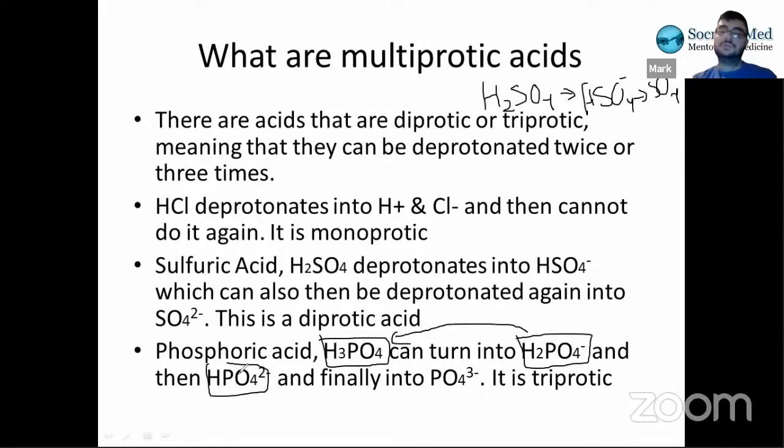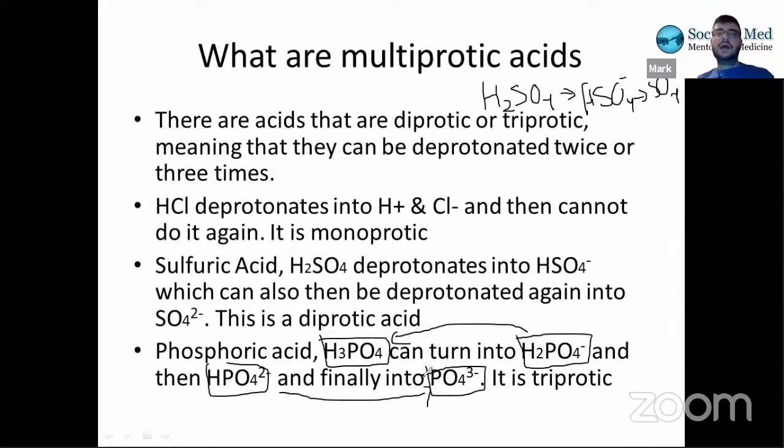And then again, HPO4 2 minus is also an acid and a base. It can go back to H2PO4, or it can act as an acid and become PO4. And this is only a base. PO4 can't get more deprotonated. It can only act as a base and go backwards.